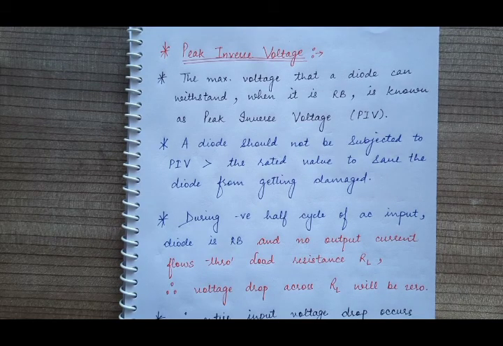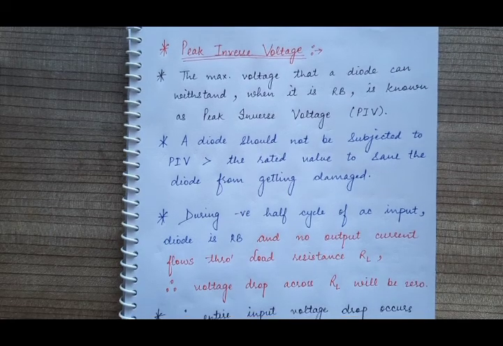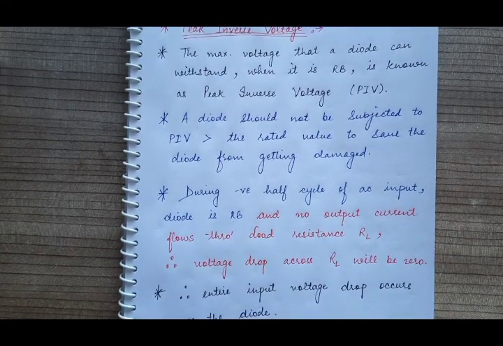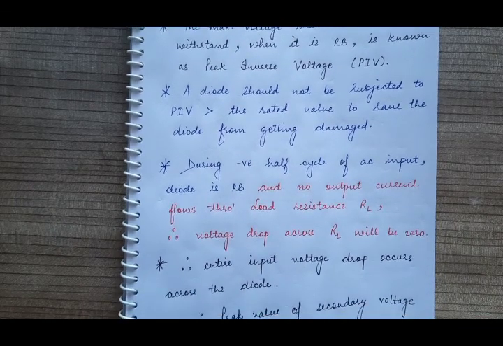So in case of a half wave rectifier, during the negative half cycle of the AC input, we know that the diode is reverse biased, and during that time no current flows through the load resistance RL. If current through load resistance RL is 0, it means the voltage drop across RL will also be 0. So output is 0 in that case. So where will the whole input voltage go? The entire input voltage will drop across the diode.